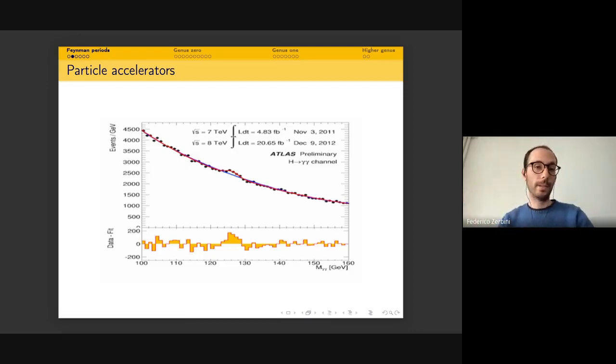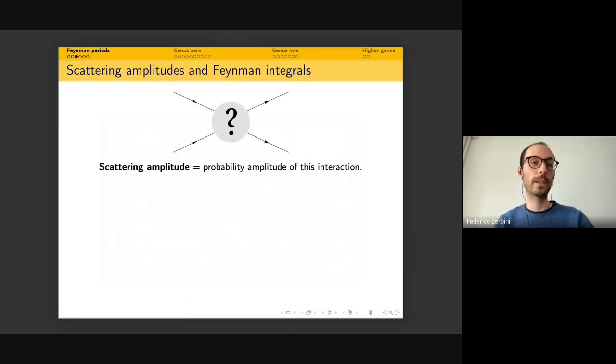It turns out it's not easy. Of course, you need the particle accelerator to collect the data, but you also need to compute the theoretical prediction from quantum field theory. And to do so, you have to compute a lot of scattering amplitudes. So what are scattering amplitudes?